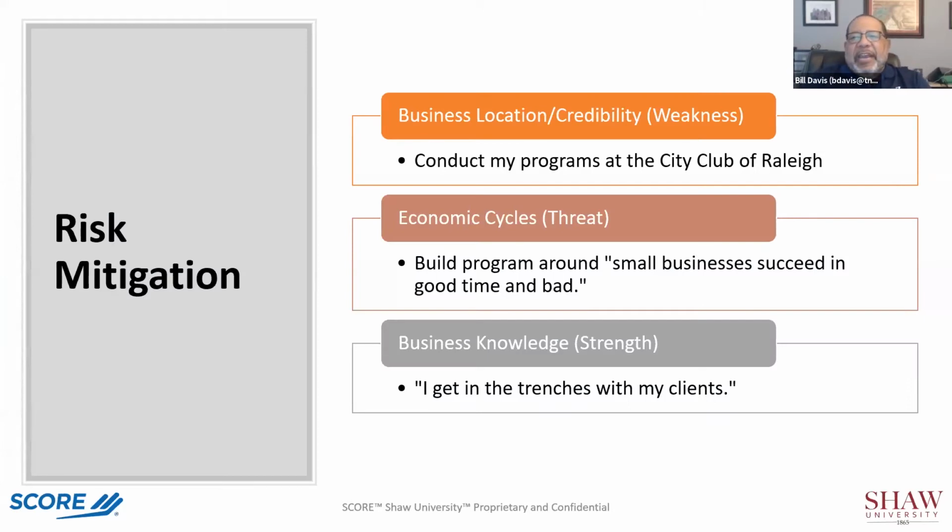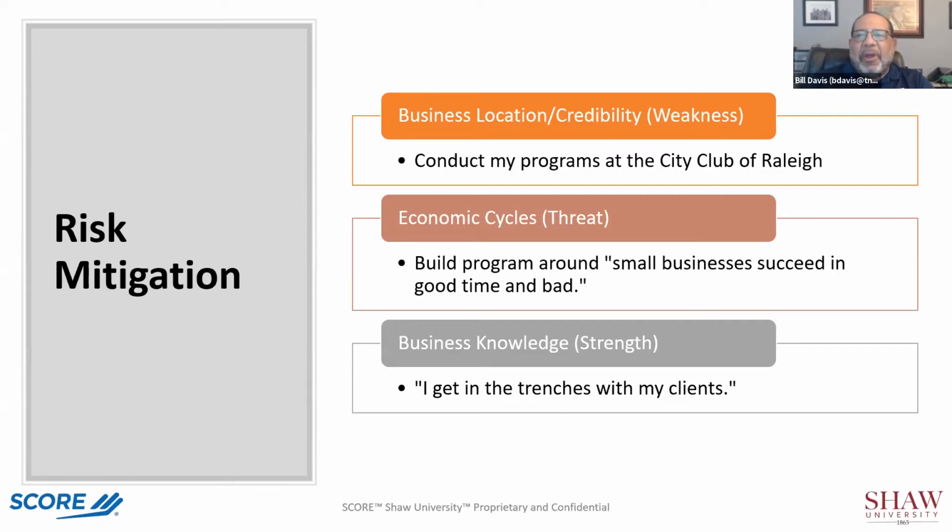So using that analysis, I developed 3 strategies, 2 of them around my weaknesses and threats, and 1 to take advantage of my strongest element in my business. So let's look at it. I didn't have a business location and I didn't have credibility. So my strategy was to conduct my programs or my business at the City Club of Raleigh.